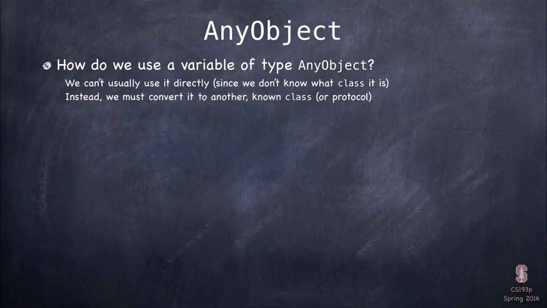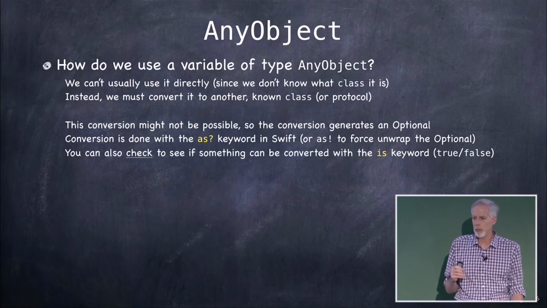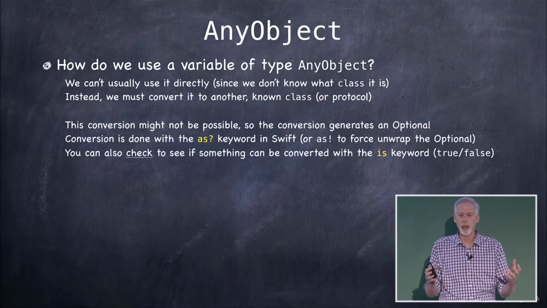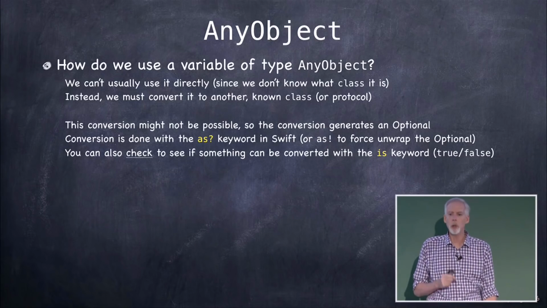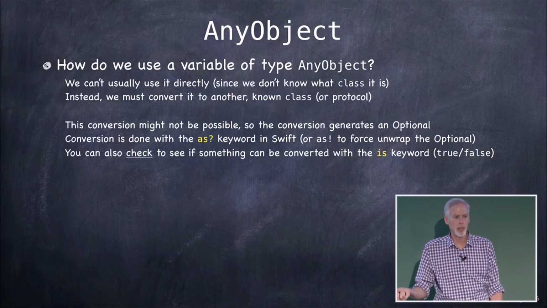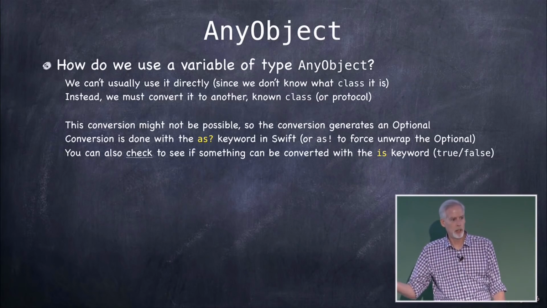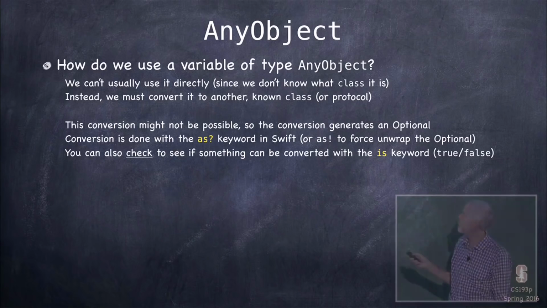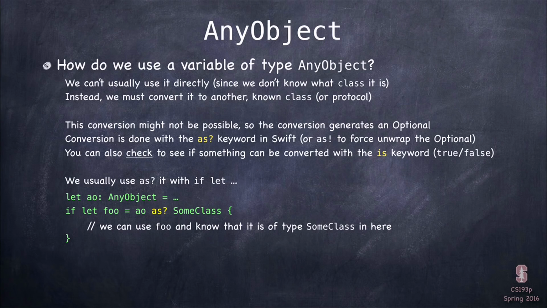All right? So how do we use a variable of type AnyObject when we don't know what the heck it is? The answer is we have to convert it to a type that we do know. Now, this conversion might not be possible, because that thing might not be of that type when we try to convert it. So we use the as keyword in Swift to try to convert it to the other type. In other words, try to treat that AnyObject as something else, optionally. So this returns an optional. We usually use it with if let, this as thing, because it returns an optional.